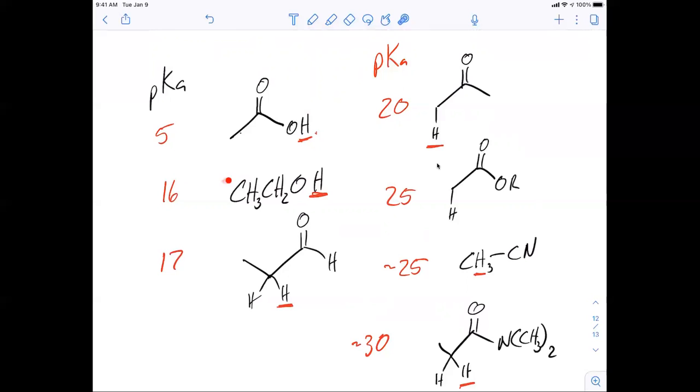Then if we look at our alcohol, so this gives us water, that gives us about 16. Aldehydes and ketones are in that 17 to 20 range. And then our esters, nitriles, and our amides are in the 25 to 30 range.